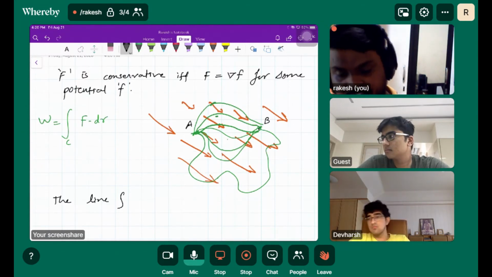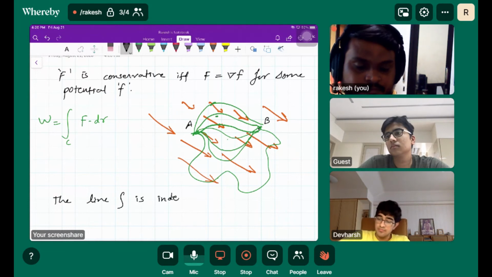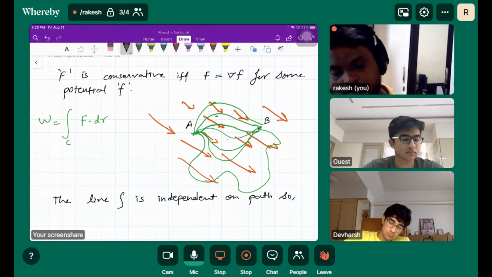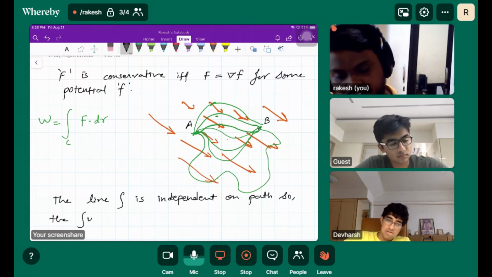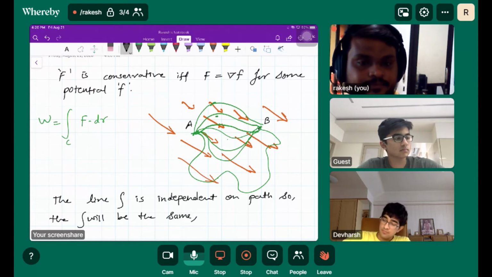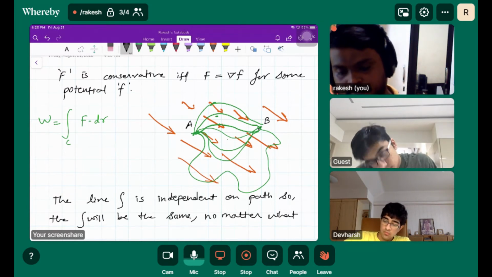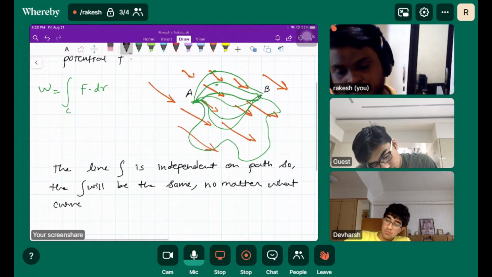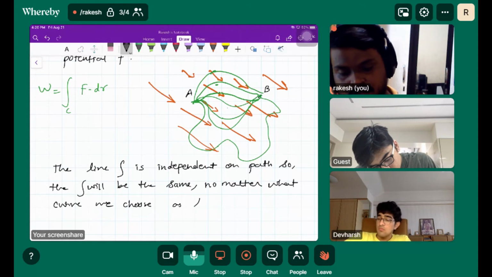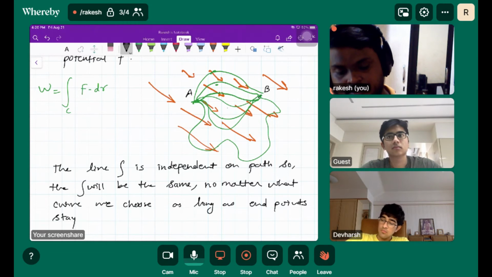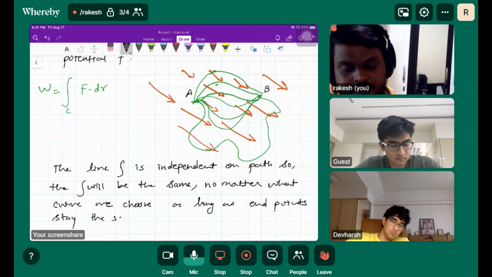The line integral is independent of path, so the integral will be the same no matter what curve we choose, as long as the endpoints stay the same.